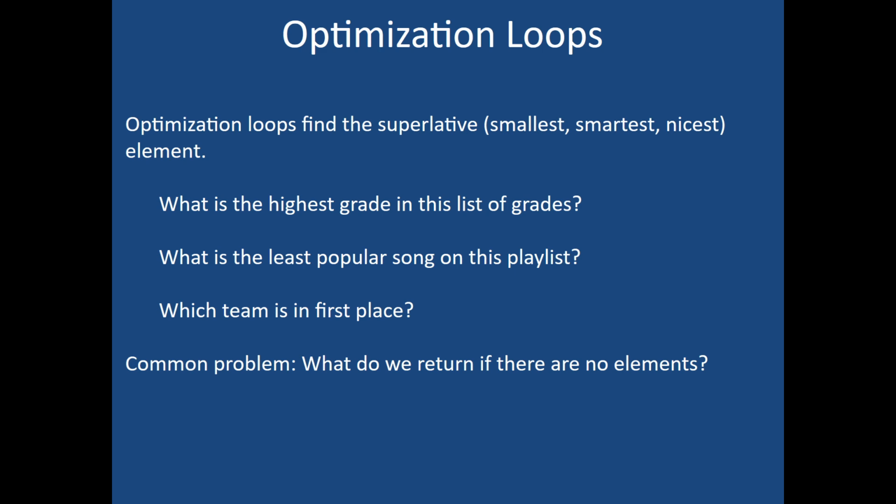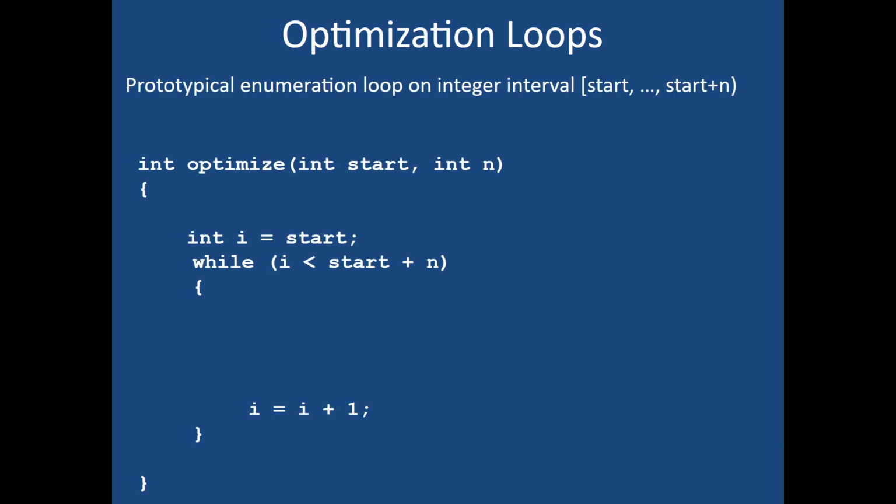A common problem you encounter when you do that, which you also saw with searching loops, is suppose you are given no elements. Suppose there isn't a superlative because there's nothing in the collection. What do you return? We always have to deal with that. So let me show you how it works.